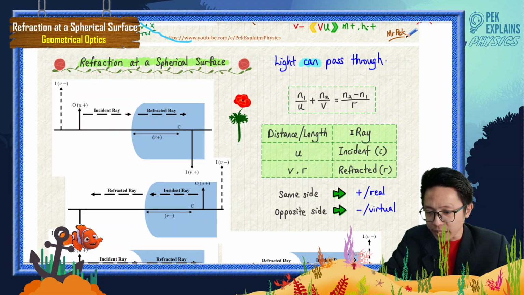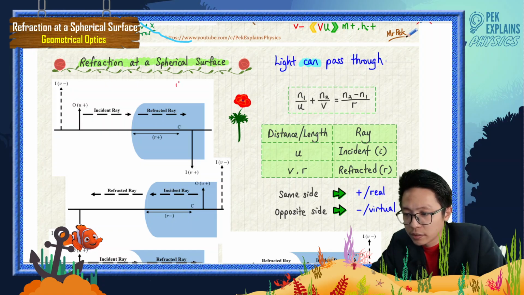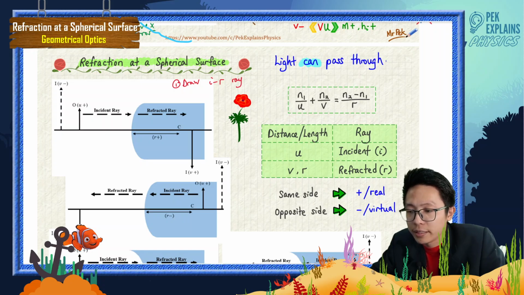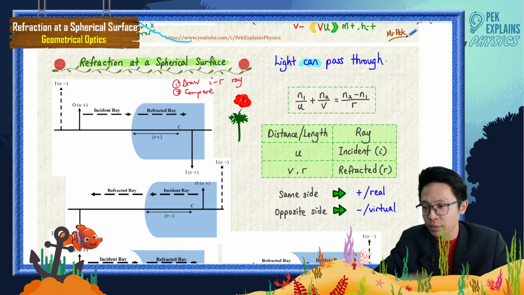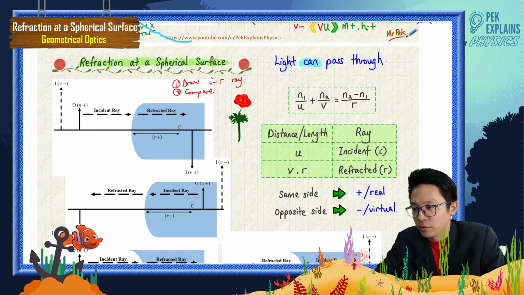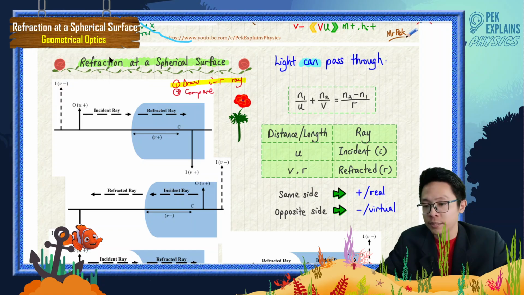So, same thing for this part also. We must first of all draw the incident and refracted ray, and then the second step is just to compare. So we always start off by drawing the incident and refracted ray. Always start with that.